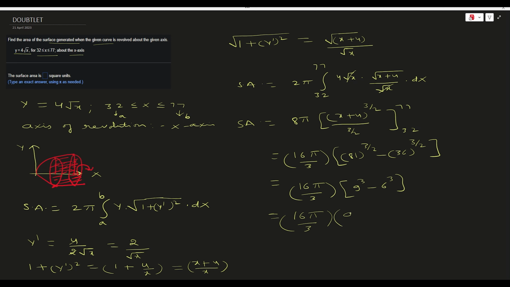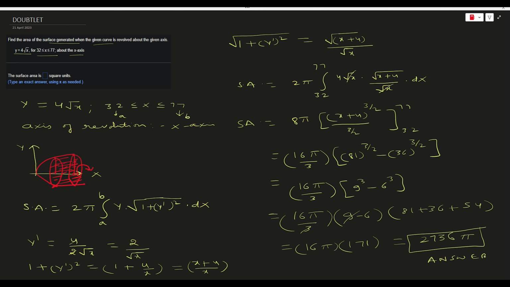It will become a minus b, so 9 minus 6, and this will become a square plus b square plus ab. So the 3 will be cancelled by this, so it is basically 16 pi times, if we add these, 81 plus 36 plus 54, that is 171. So if we multiply 16 by 171, it will become 2736, and this will become pi. So this is basically the final answer for this. This is the surface area.